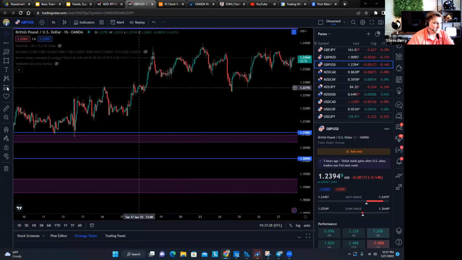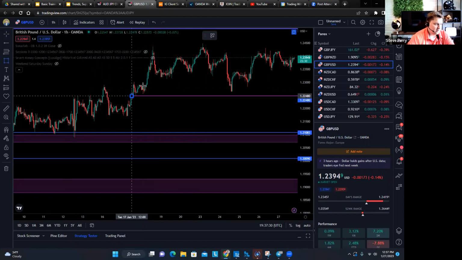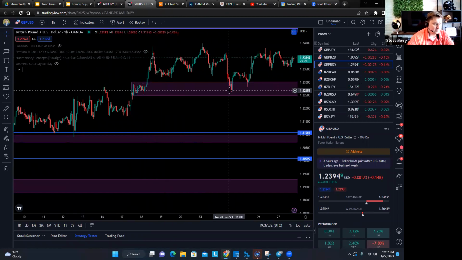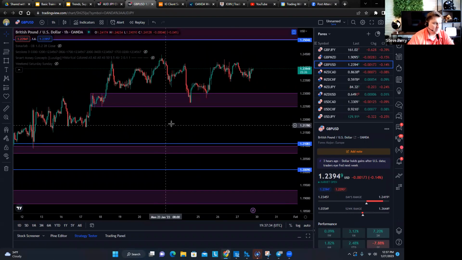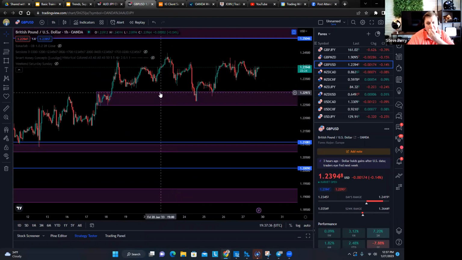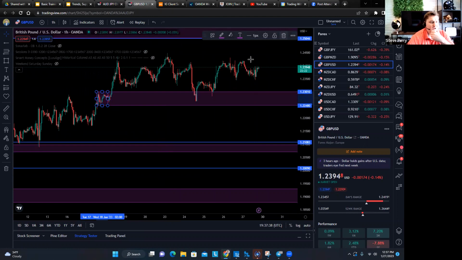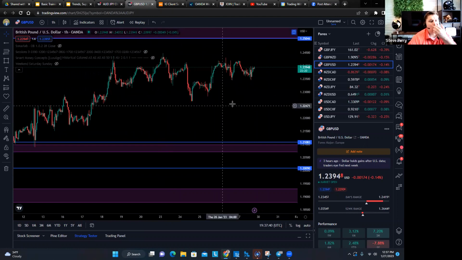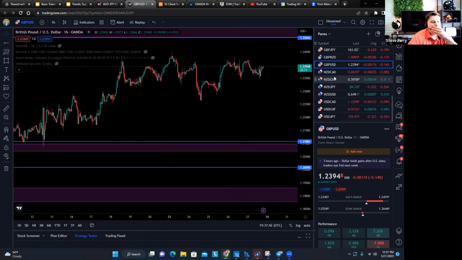I can already see, you can see this is the demand area right here. The market dipped into that and went up. Kind of cool. Trying to see if I can find another good one. Oh man, I mean, they're everywhere. Trying to think of one that I've traded recently.